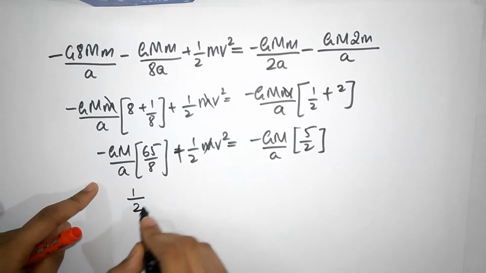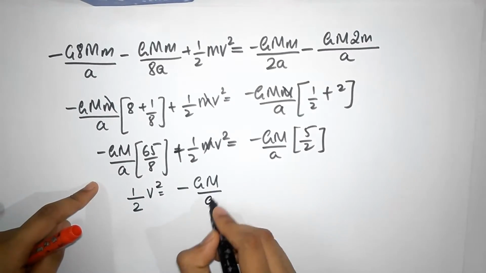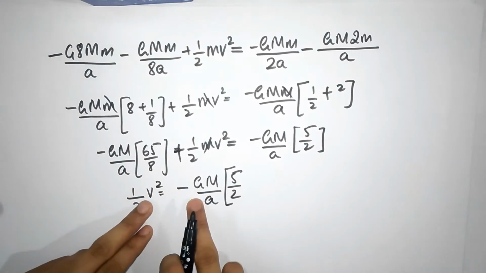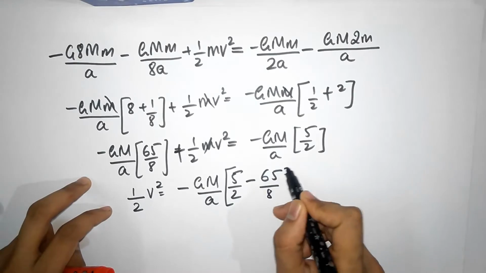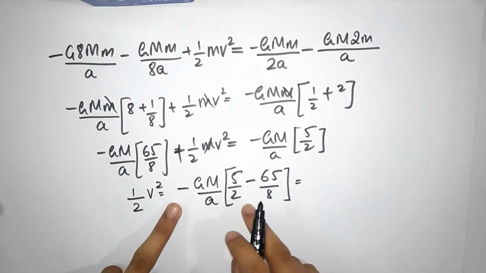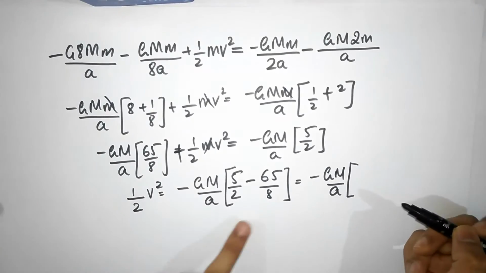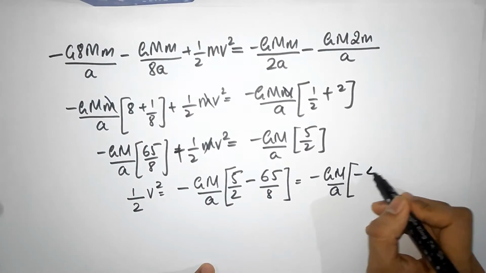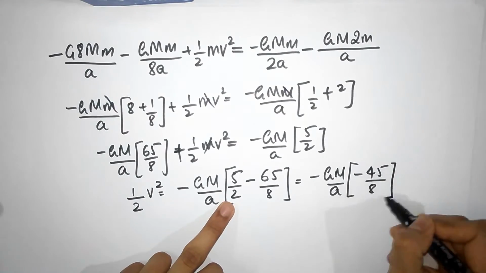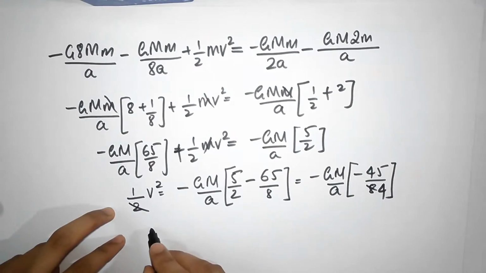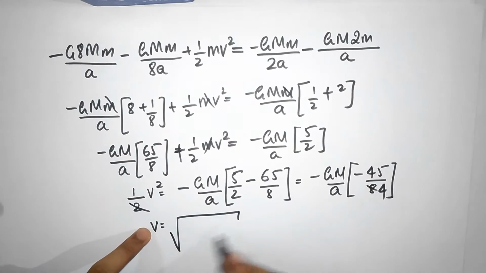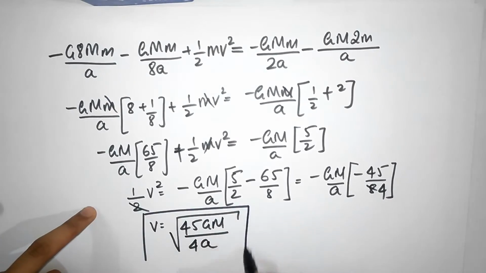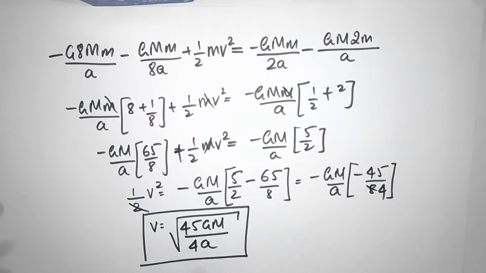So half v squared equals minus GM by a. Pull out that 5 by 2. This goes to this side and it becomes positive. But since I've taken a negative out, I'll get a negative again. 65 divided by 8. So that ends up being minus GM by a into, multiply by 4, was it 20? 20 minus 65 is minus 45 divided by 8. So we have the square root of 45 GM divided by 4a. That's the minimum speed with which the object has to be thrown.